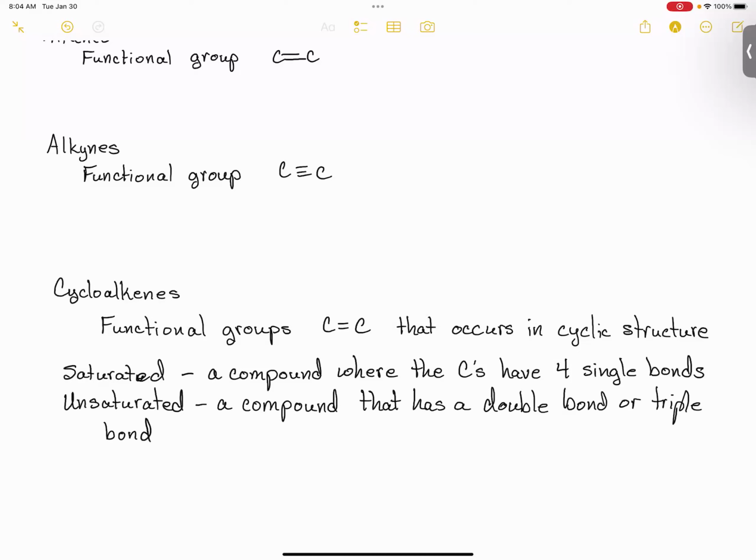Folks, you've actually, most likely, had experience hearing these terms, saturated and unsaturated, when it comes to butters and oil-based butters. Saturated fats are going to be fats that have carbons with 4 single bonds, whereas an unsaturated fat is going to have at least 1 double bond in there. So these are terms that you should already be familiar with, but they're related to something that you have hands-on experience with.